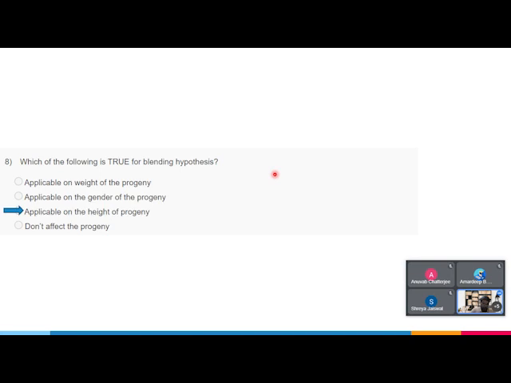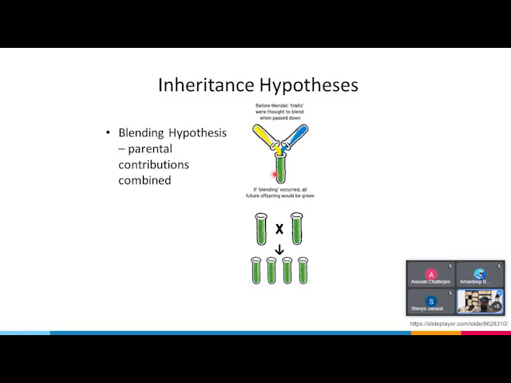So, let me ask a question on this. If the blending hypothesis looks like this, does this not look very similar to the incomplete dominance that we saw in case of Snapdragon? One parent has a red phenotype, another has a white phenotype, and the progeny have a pink phenotype, which looks very much like the blending hypothesis is correct. So can anyone tell me how exactly is incomplete dominance different from the blending hypothesis? Why do we have two different terms?